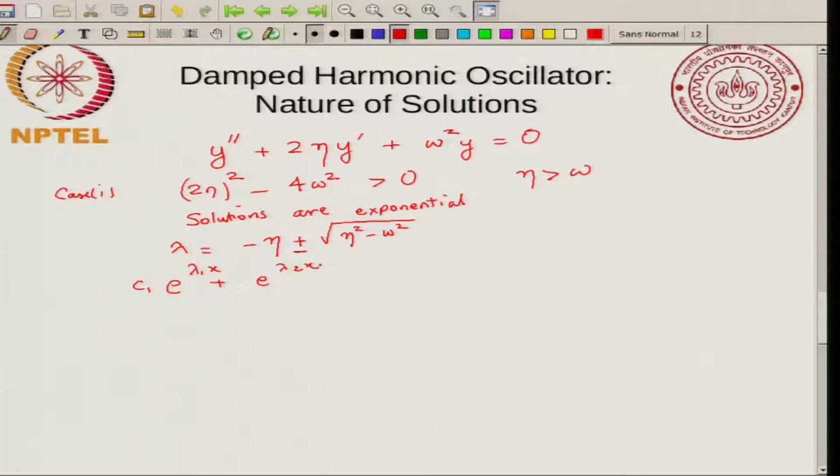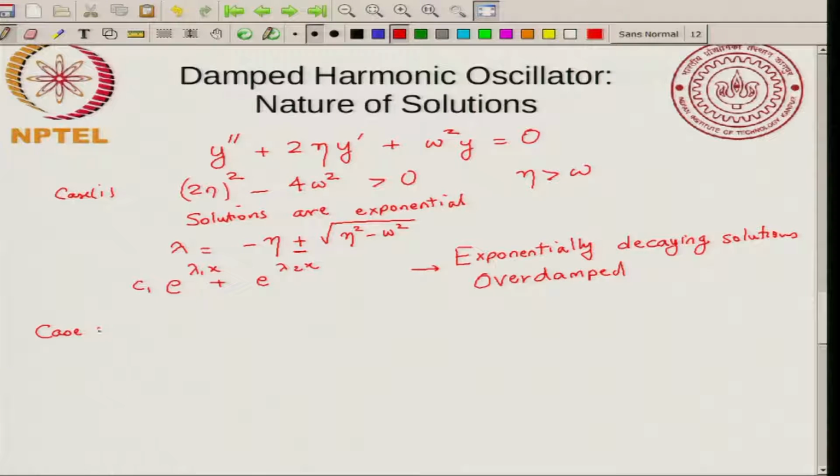Now, notice that if eta is greater than 0 and eta is greater than omega, then for the root with the plus sign, this quantity will always be less than eta. So this lambda will always be negative. What you have is exponentially decaying solutions, or you say that the solution is over damped. So this is called an over damped oscillator.